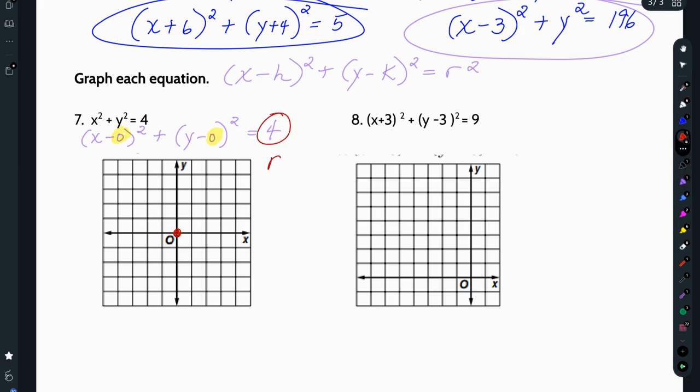My radius squared is equal to 4. So my radius is equal to 2. Go up 2, down 2, right 2, left 2, connect the dots.